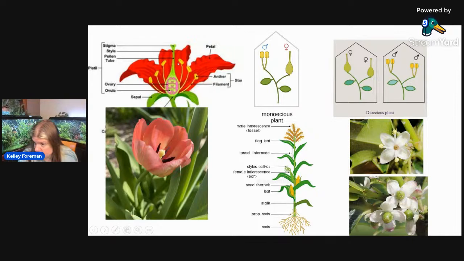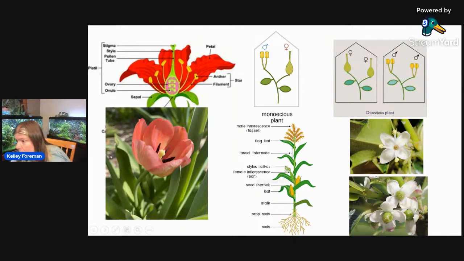Either term is acceptable. An example of this would be the tulip right here. So you can see this black part, this is the anther, and this yellow part in the center, this is the stamen. So that's a perfect flower. It has all the parts. But there are other variations of this.